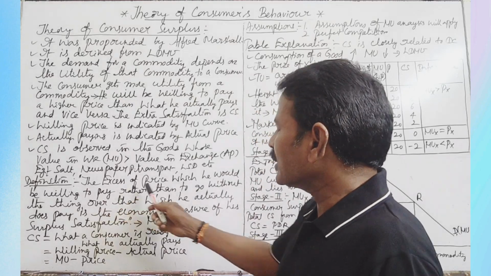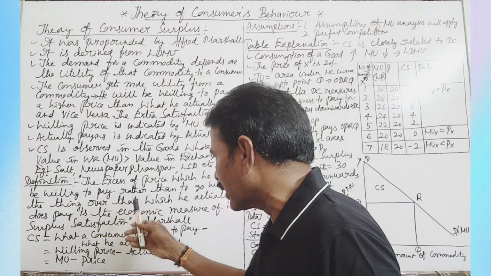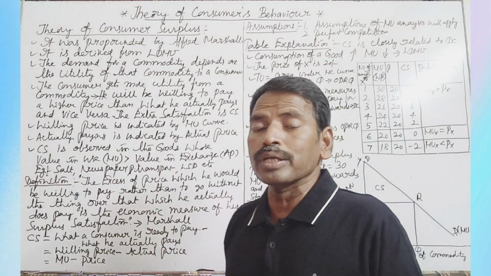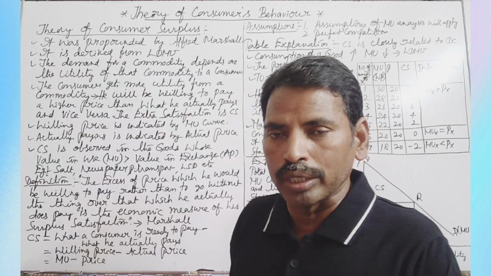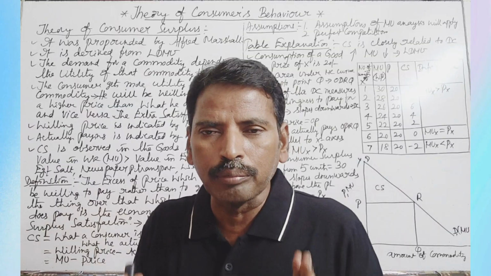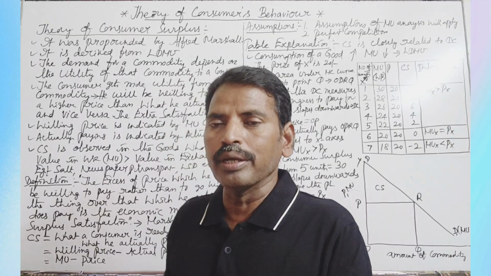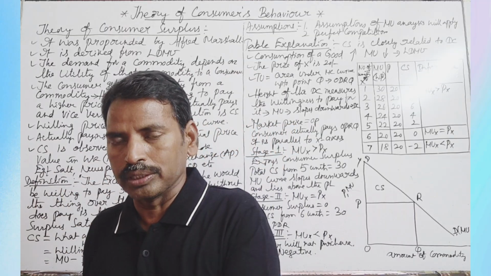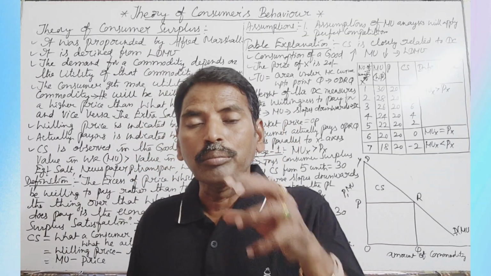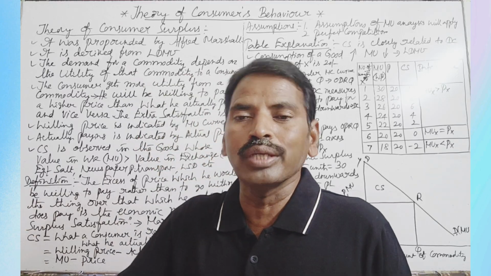Once again, the excess of price which he would be willing to pay rather than go without the thing, over that which he actually does pay, is the economic measure of his surplus satisfaction. This definition was given by Alfred Marshall. Consumer surplus equals what a consumer is ready to pay minus what he actually pays. In other words, willing price minus actual price, or marginal utility minus price, or value in use minus value in exchange.